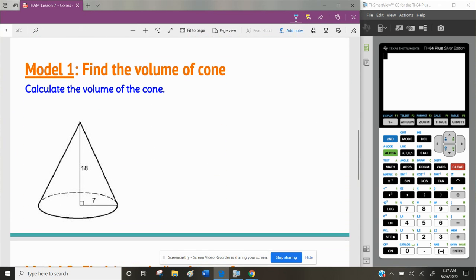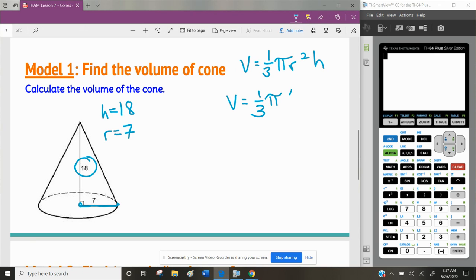All right, so we're going to find the volume of the cone. So our formula is V equals 1/3 pi r squared h. And now we're going to look at this cone and see what we have here. Our height of the cone is 18. Our distance from the center to the edge of the circle, which is a radius, is 7. And we're going to replace that in our formula. V equals 1/3 times pi, 7 squared, times 18.